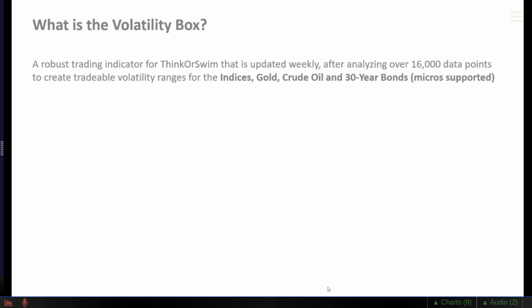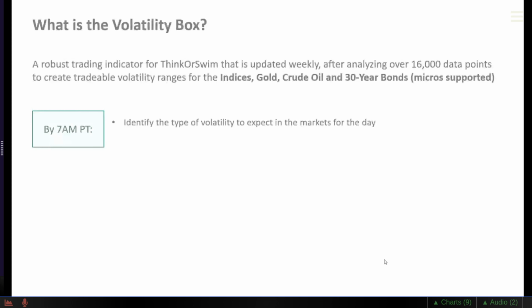I see your comment. But anyways, with the volatility box, it gives you information. By 7 a.m., for example, not only me, but all of our subscribers and anyone who has our trade plan can tell you exactly what type of volatility to expect in the markets for the rest of the day. That's powerful information at your fingertips less than 30 minutes after the market opens.